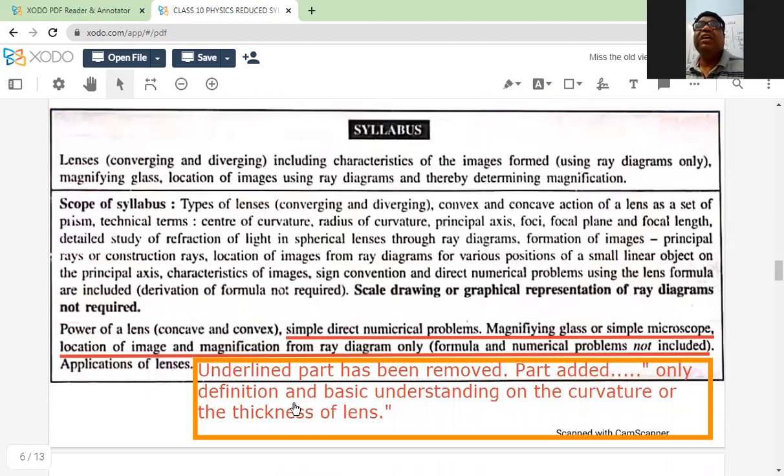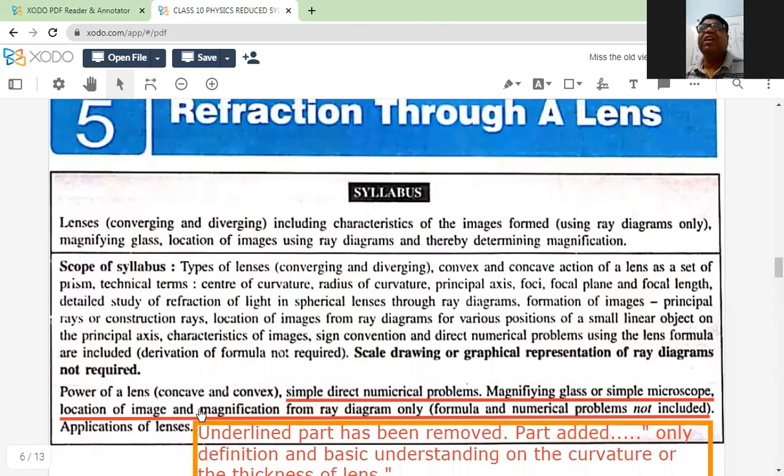It's clear? In the power of lens, concave, convex, what is the definition, qualitative and quantitative definition of power of lens, and then basic understanding on the curvature or thickness of the lens. Means whether a thicker lens is having more power or a thinner lens is having more power. It's clear? Because curvature decides the thickness of the lens.